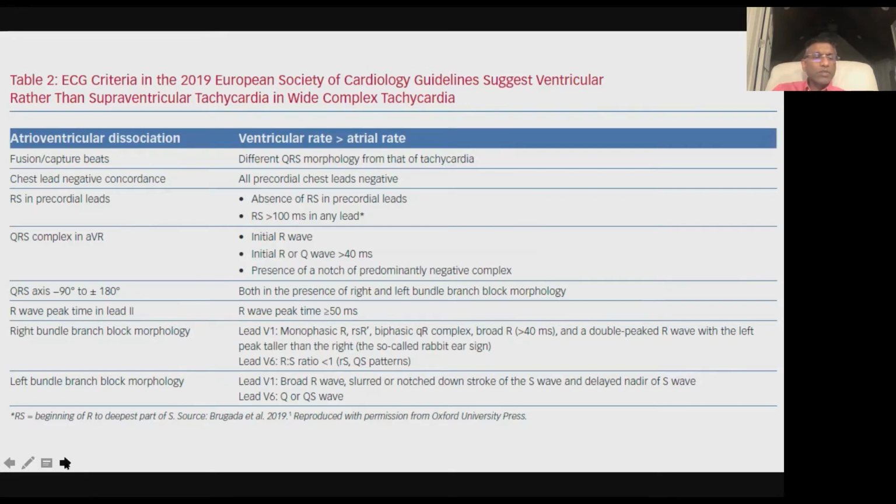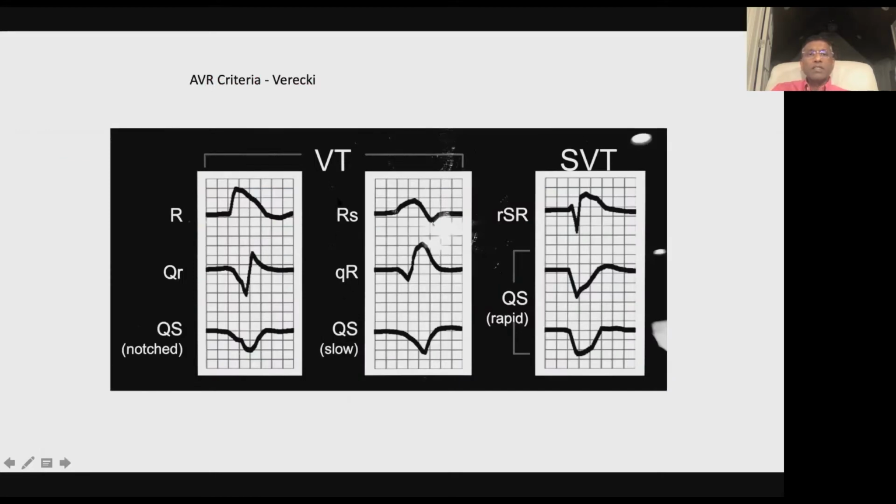Hope that's clear, but let's look at a few more examples. Now, I like this Verecki criteria, maybe because I know the guy who was a fellow with us in Indiana, a really brilliant guy, and came up with this criteria, Verecki's AVR. So if you have SVT and look in AVR, you're going to have an RSR prime, almost like a typical right bundle. You agree? This looks like a typical right bundle here. Whereas if you have a QS that's very fast, like a very typical left bundle, these are SVTs. So imprint this in your mind for AVR, and everything else will be VT.